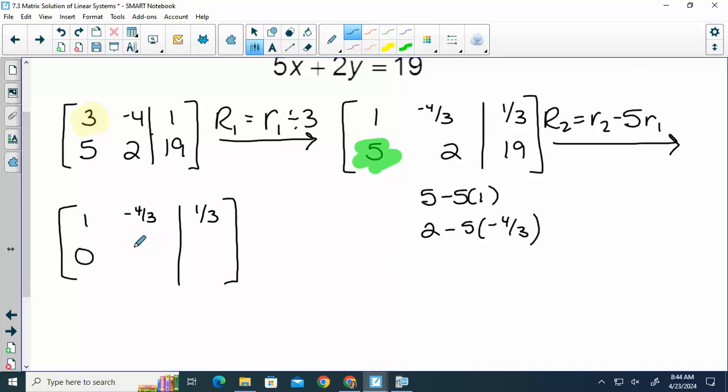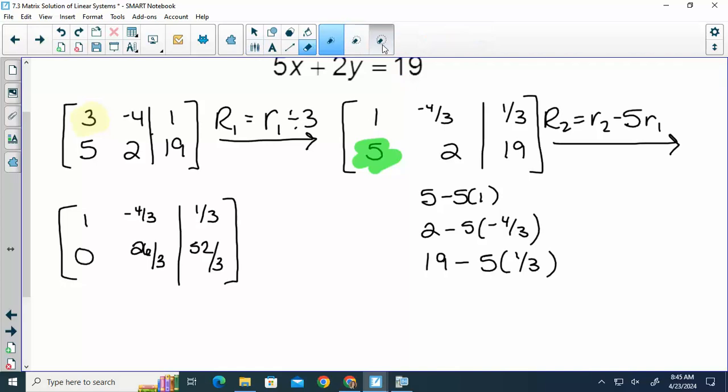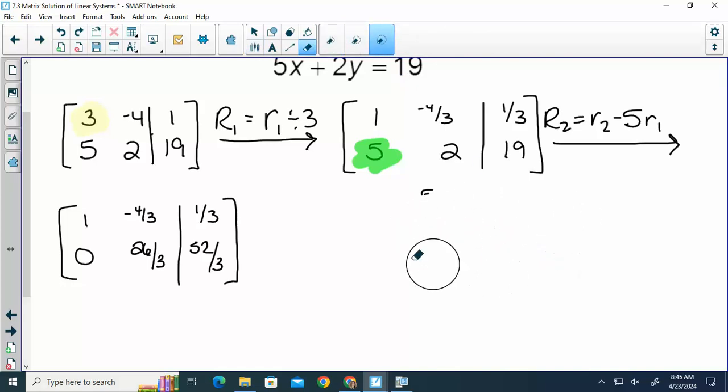What's that give us? A number between negative infinity and positive infinity. Really? About 26/3. Last one. Row 2 is 19 minus 5 times row 1, which was 1/3. 52/3. All right. Not pretty, but we're getting there.